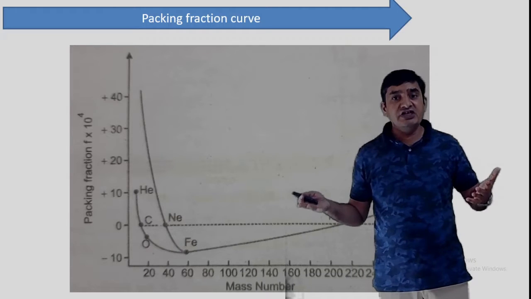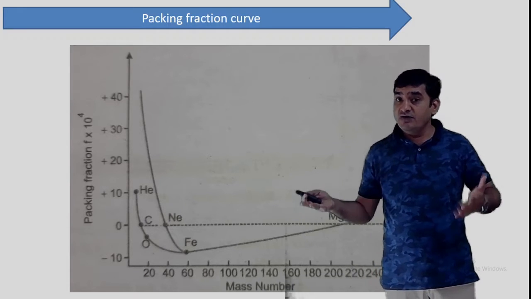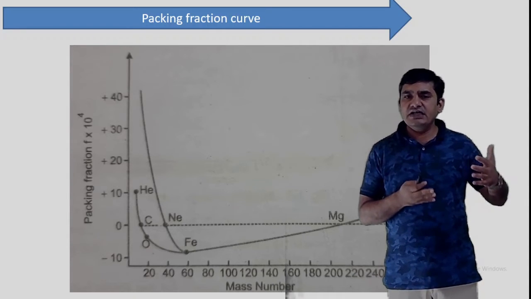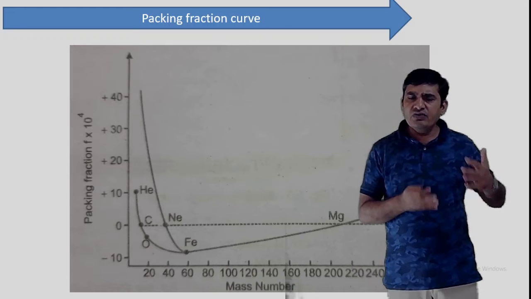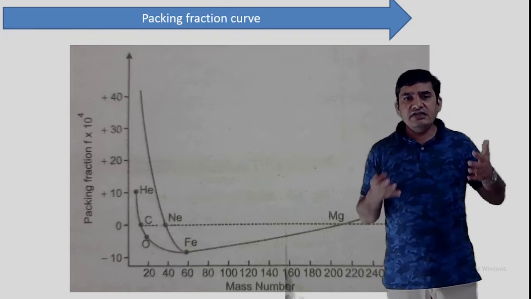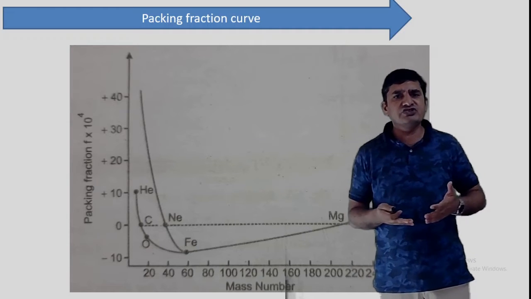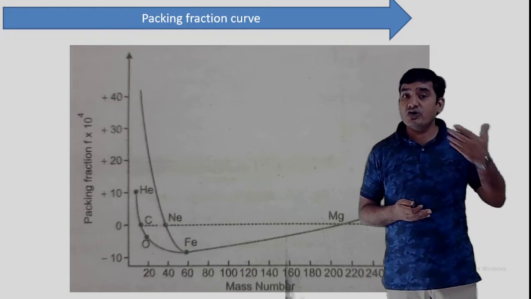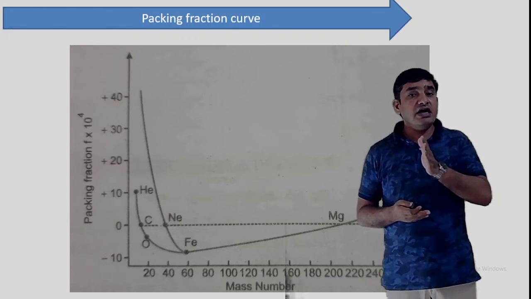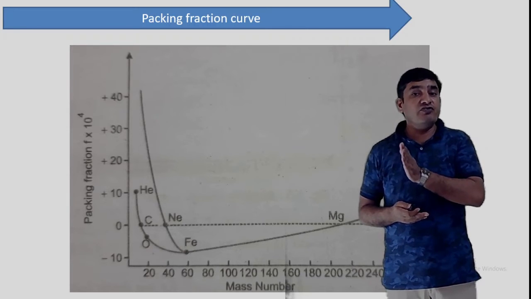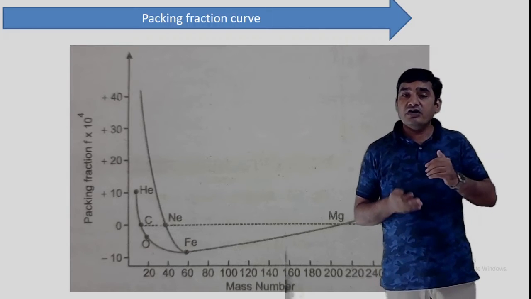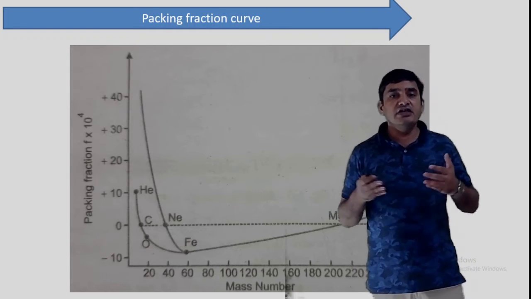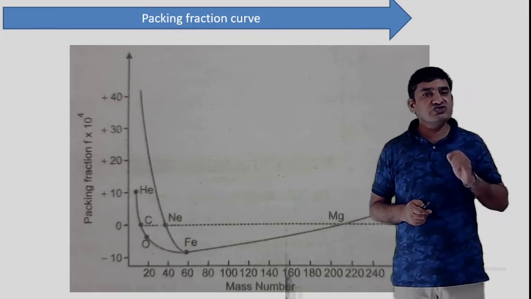The fission process is carried out in heavier nuclei. While in the case of helium, which is a lighter nucleus, the lighter nuclei are also unstable, and therefore the lighter nuclei are fused together, because the packing fraction is positive for lighter nuclei, and it is also positive for the heavier nuclei. We can say that for iron, the packing fraction is negative, and therefore it is more stable.